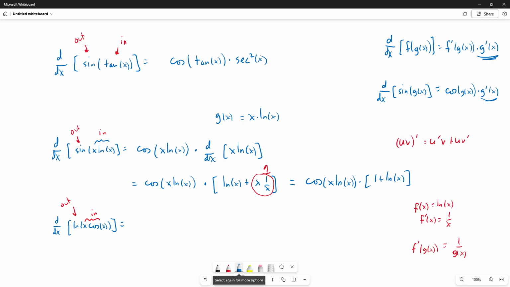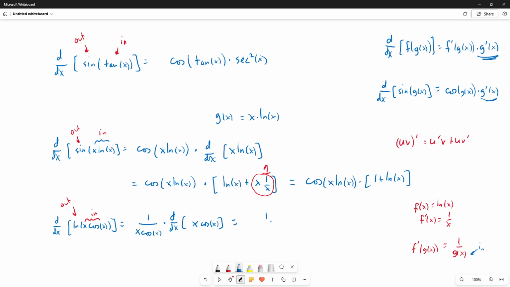So the derivative of the outer function, the log, is going to be 1 over, and then the inside is x cosine x, because we need 1 over the inside function. The g of x is the inside function, so the derivative of the log in such cases is 1 over the inside function. And then times the derivative of the inside function, and this one again requires the product rule.